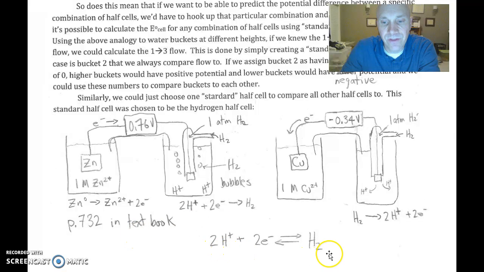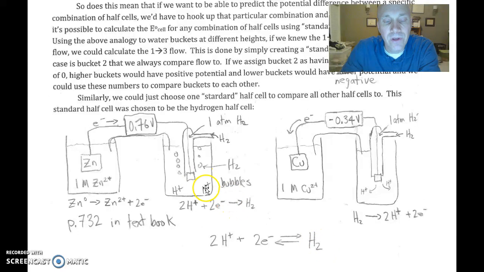It takes advantage of this redox reaction. Essentially, 2 hydrogen ions can combine with 2 electrons to make a hydrogen molecule. And the thing I want to focus on is the fact that this is reversible. If it happens in the right direction, this would be a reduction of these hydrogen ions. But if it happens in the left direction, it would be an oxidation of a hydrogen molecule.